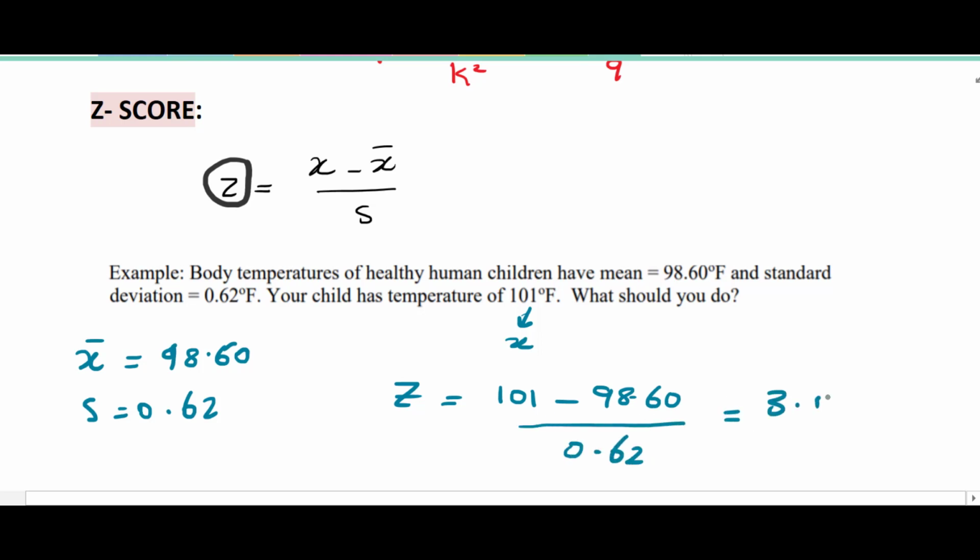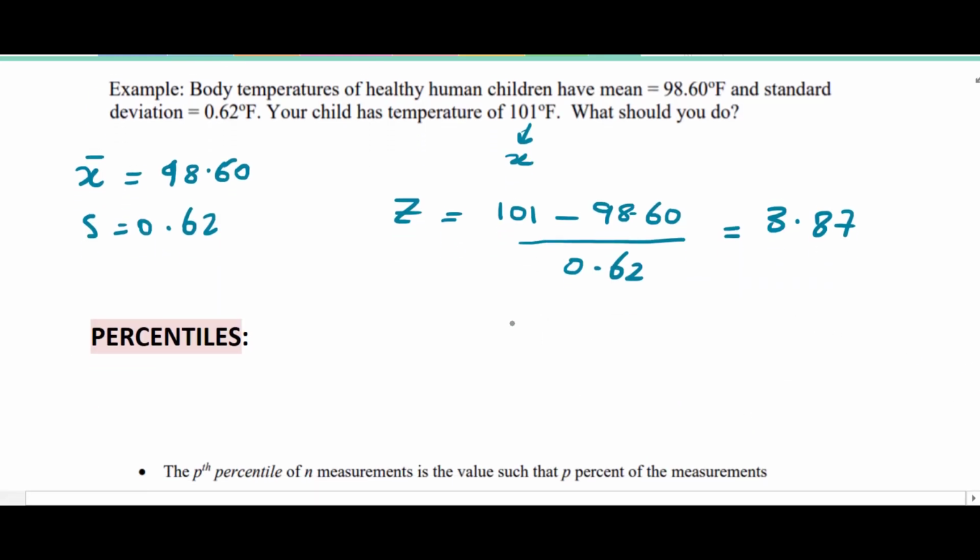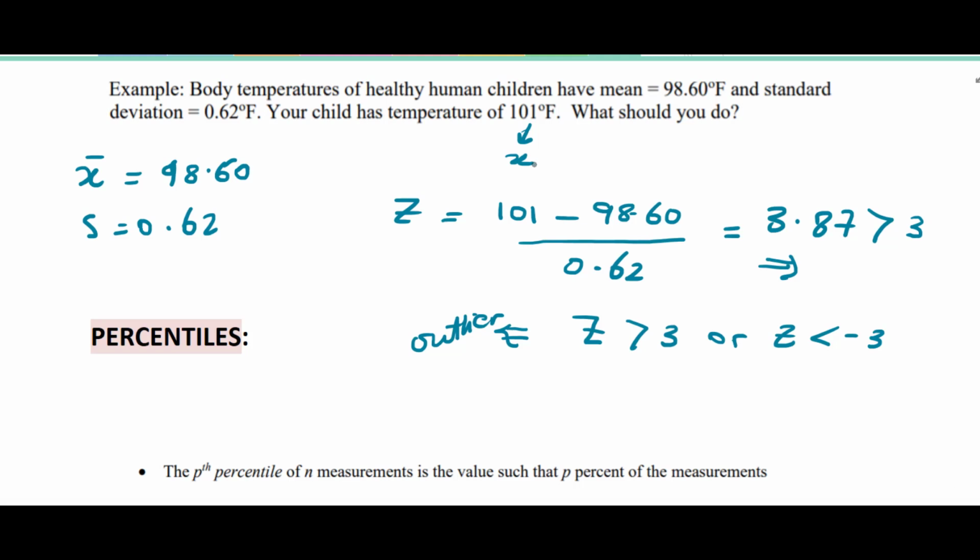This gives you 3.87. So you're going to say, okay, how am I supposed to know whether it's an outlier or not? Basically, for it to be normal, it has to be between -3 and 3. If z is greater than 3 or z is less than -3, then your observation is an outlier. Given that 3.87 is greater than 3, this is an outlier, so you have to take your child to the hospital, or basically this is not a normal value for human body temperature in this example. So these scores are really easy but really useful at the same time to know whether your observation is an outlier or not.